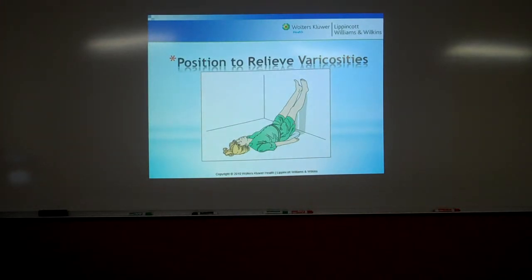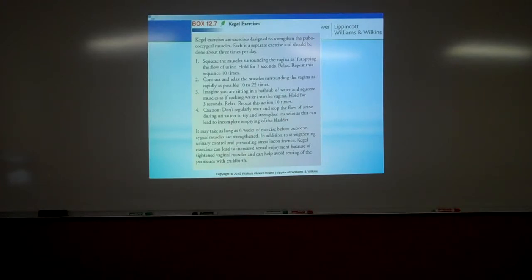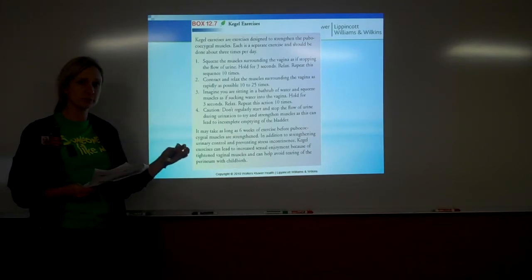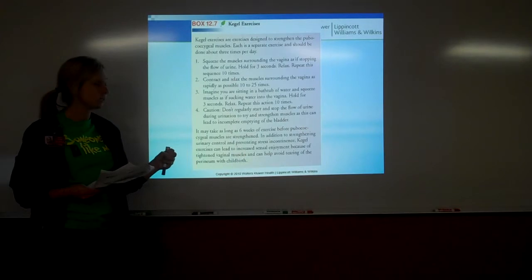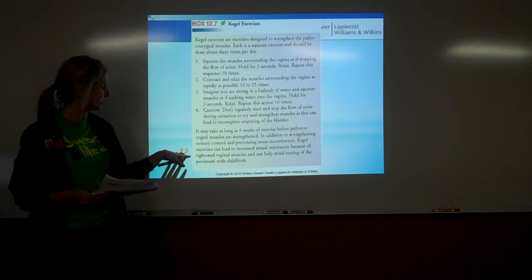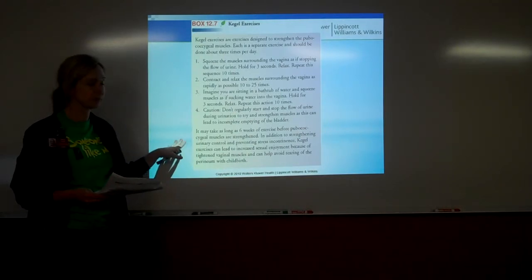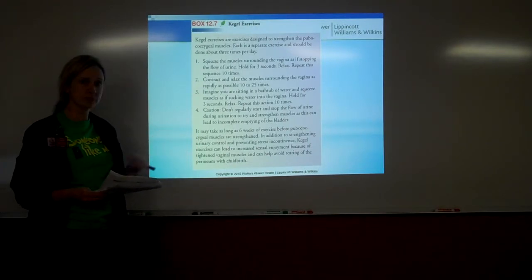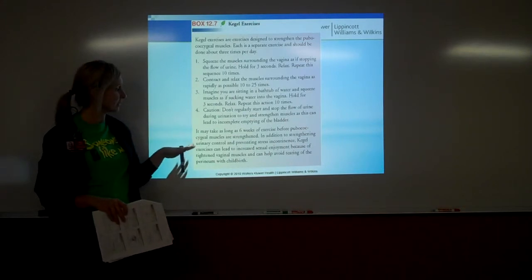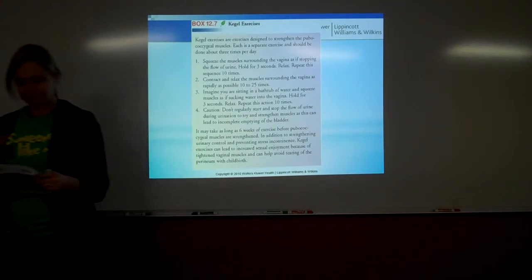Here's elevation of your legs to help with varicosities. You want to encourage Kegel exercises, which is like if you go to the restroom and stop the flow of urine in the middle of going to the bathroom, those are the pelvic muscles that you want to strengthen. This will help with urinary frequency. It will also help with the muscles that are needed for the actual labor and delivery process. It will also help with urinary control after delivery of the baby.